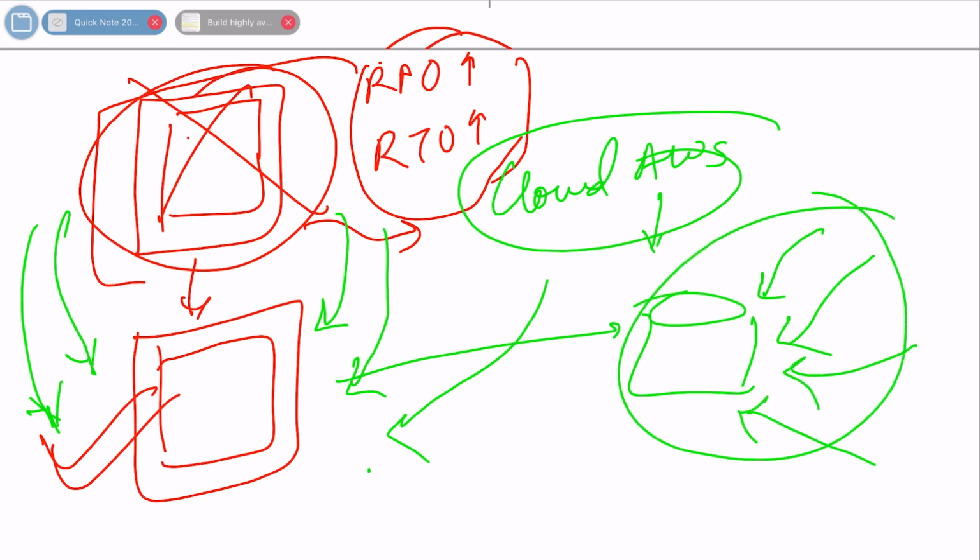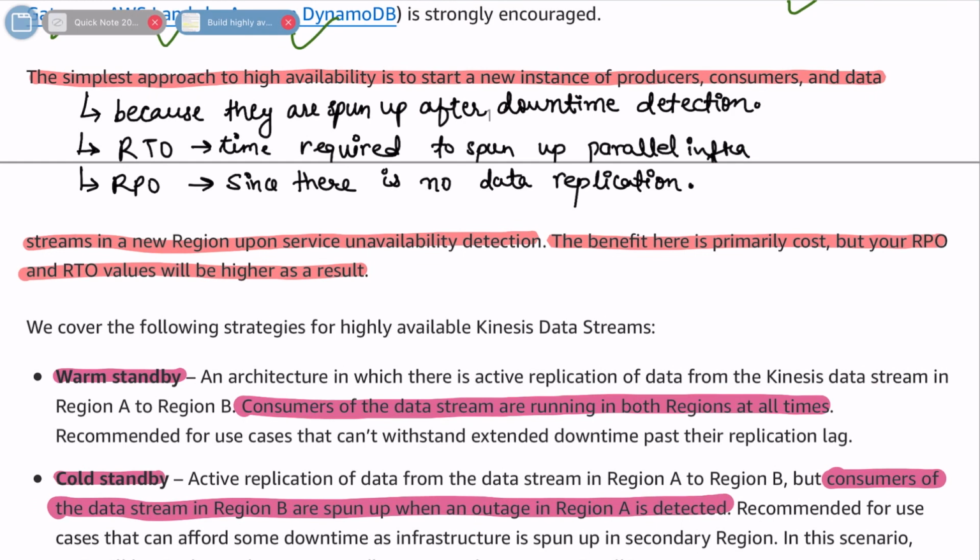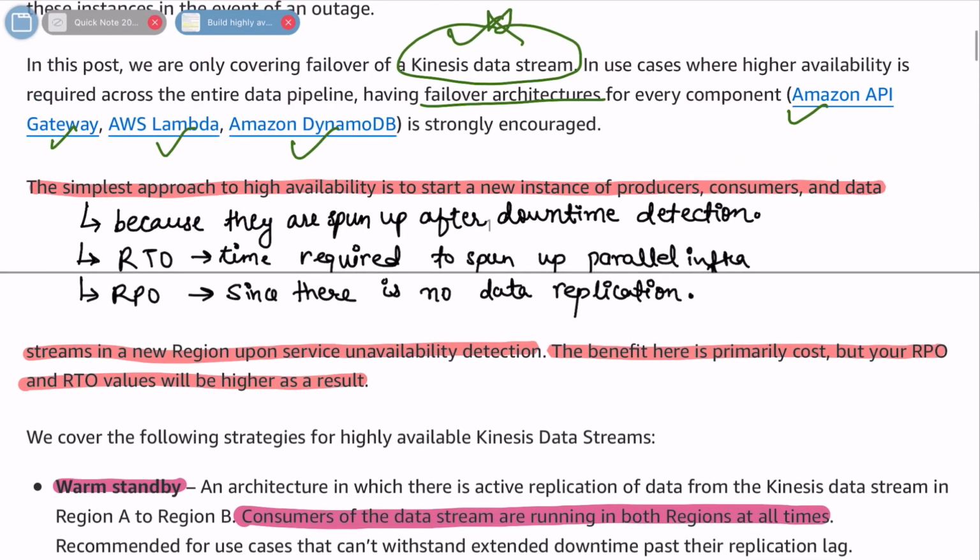So it can definitely take more time, and it will eventually lead to your higher RPO and RTO values, because they are spun up after downtime detection. RTO is affected by the time required to spawn up the parallel infra, and RPO, since there is no data replication, will also be higher. And if it's a stateful system, then you will require some kind of mechanism where you maintain the state of the system. If it's stateless, then definitely you can survive, right?